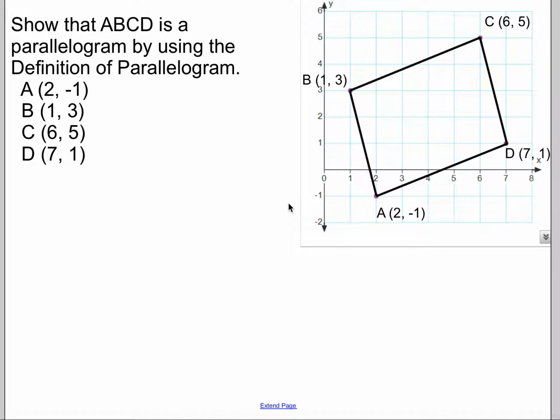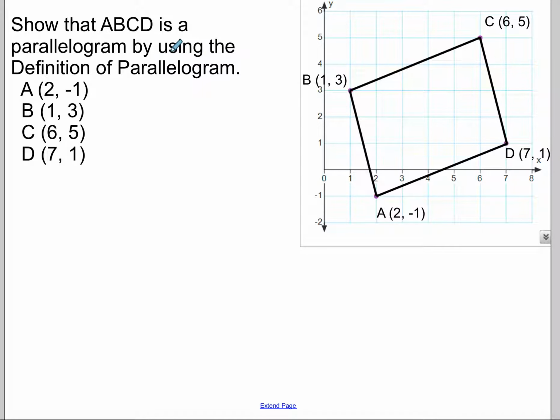We're going to do a quick lesson on graphing quadrilaterals and then using the information on the graph to determine whether or not the quadrilateral is a parallelogram. Okay, so here's what we have. We have an instance of a quadrilateral graphed in an xy plane, and we're given the x and y points for each of these points A, B, C, D, and we're given the instructions: show that ABCD is a parallelogram by using the definition of a parallelogram.